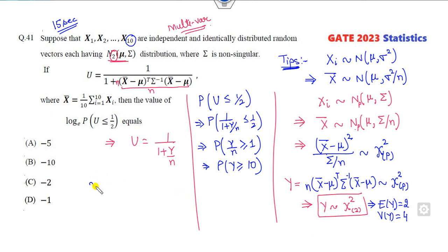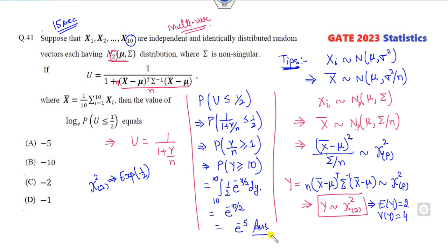Also, the chi-square of 2 is nothing but the exponential distribution with parameter 1 by 2. So how can you write that? This is nothing but the integral from 10 to infinity of half e raised to power minus y over 2 dy. Can you integrate them? This integration will give you e raised to power minus 10 over 2, that is e raised to power minus 5. Now they are asking about the log of e. So what is the log of e? Minus 5 is the right answer of this problem.